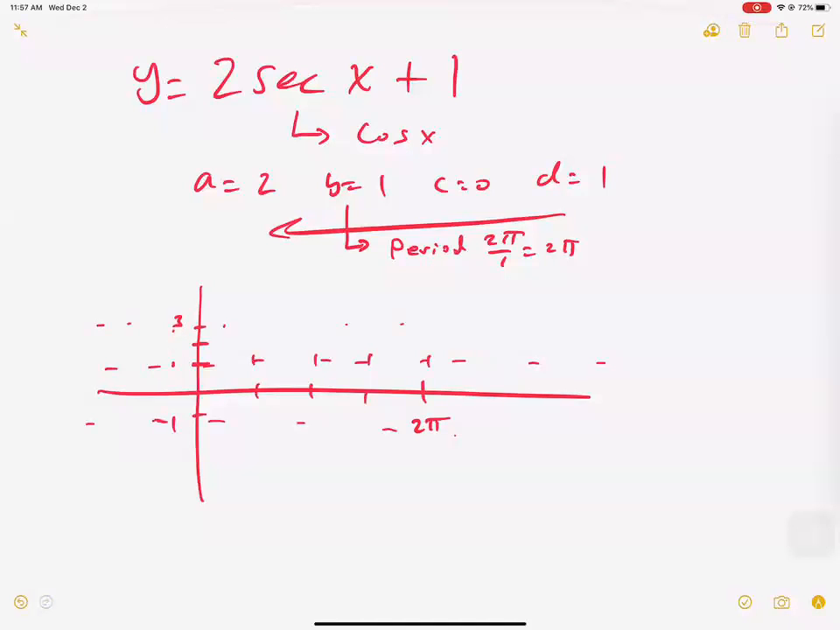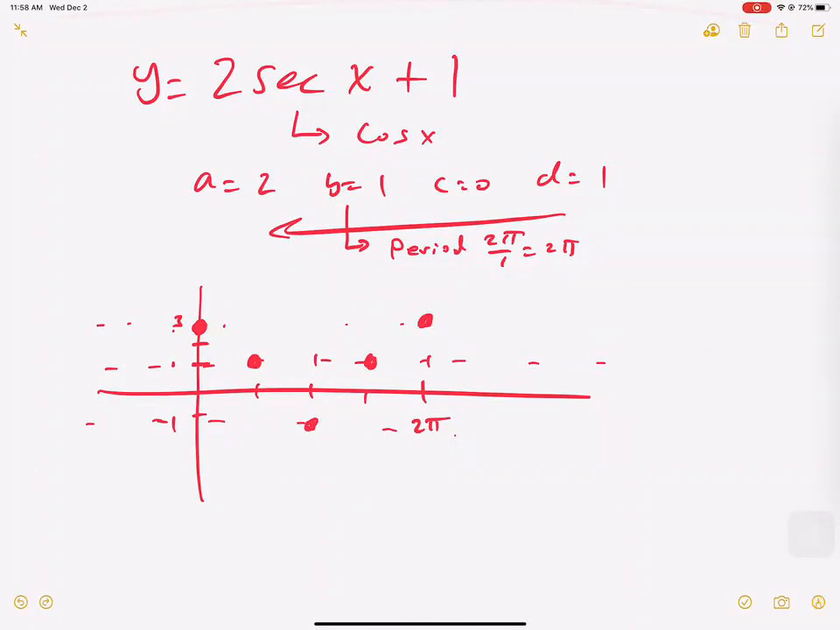Now, to remind yourself what cosine looks like, cosine starts at 1. So that's at my tip. 1, 0, negative 1, all the way down. Negative 1, 0, 1. So this is what my cosine graph would look like. Please don't copy this, but the cosine graph would look like this, and it would continue on the pattern. Okay, that's what the cosine would look like.